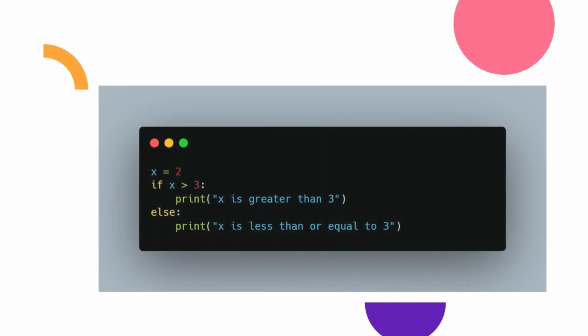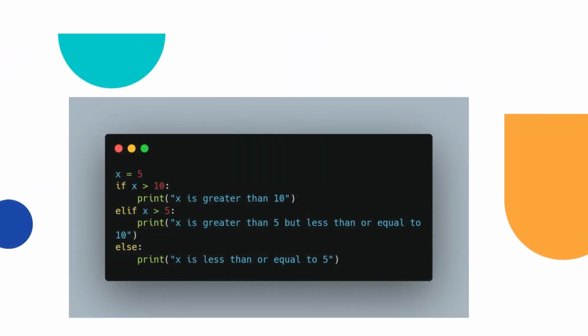You can also use an else statement to execute a block of code if the condition in the if statement is false. Here's an example. In this example, we've used an if statement to check if x is greater than 3. If the condition is true, the code inside the if statement is executed. If the condition is false, the code inside the else statement is executed and the message "x is less than or equal to 3" is printed to the console.